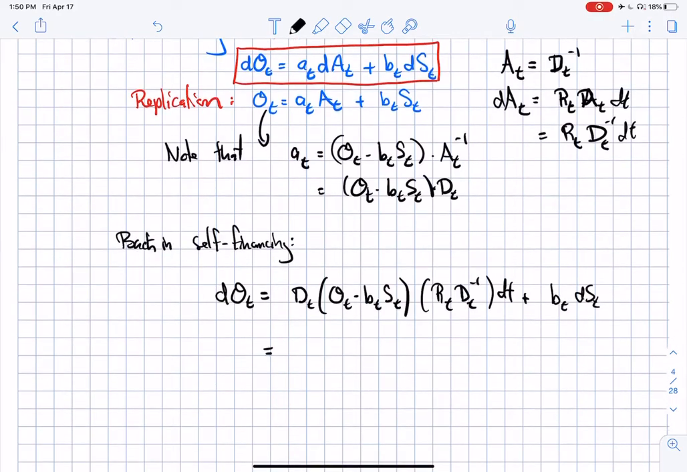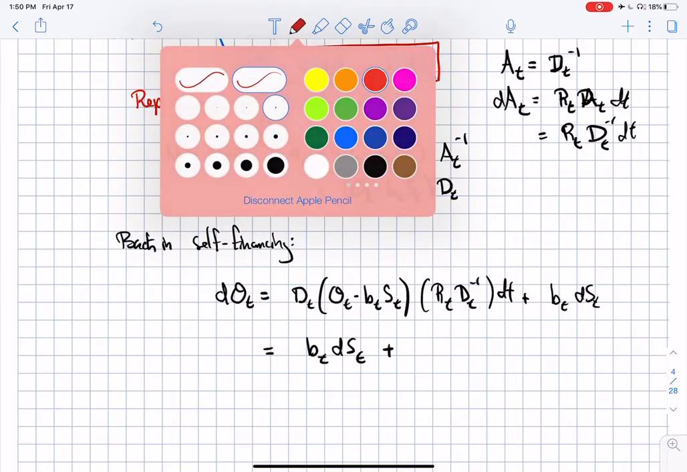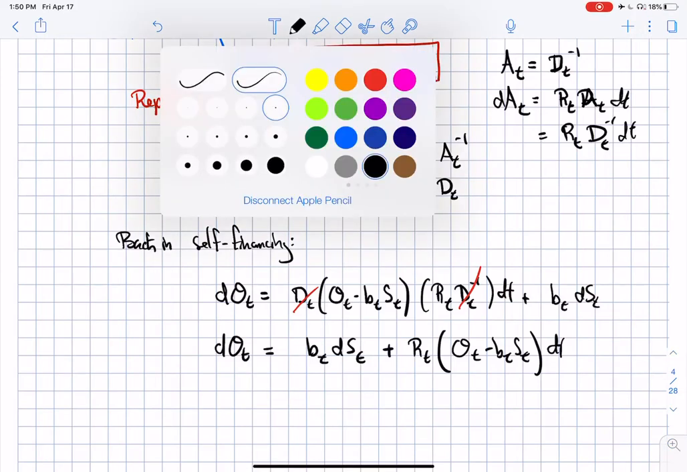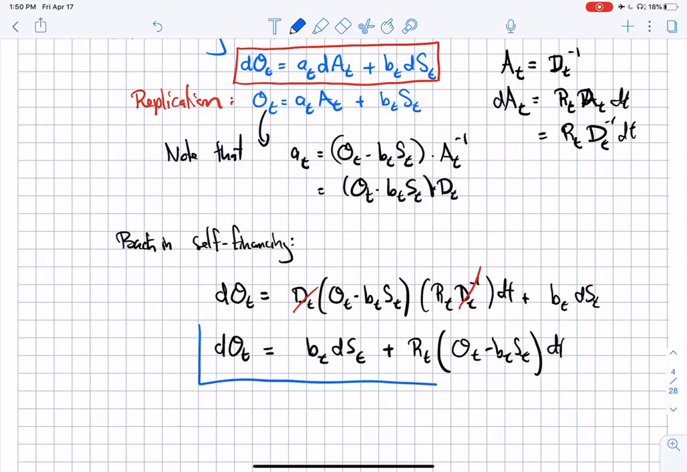So dO_t is equal to b_t dS_t, plus, and now look at the cancellation, this cancels that, so plus r_t (O_t minus b_t S_t) dt. It turns out that you can just remember this one, and I'll explain how to remember it. That's going to be useful when we derive prices.